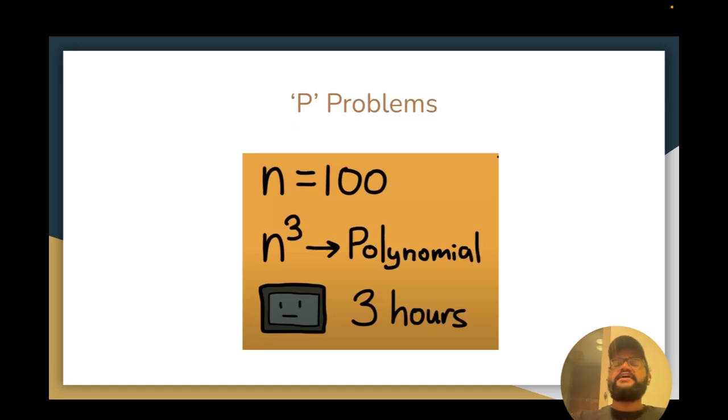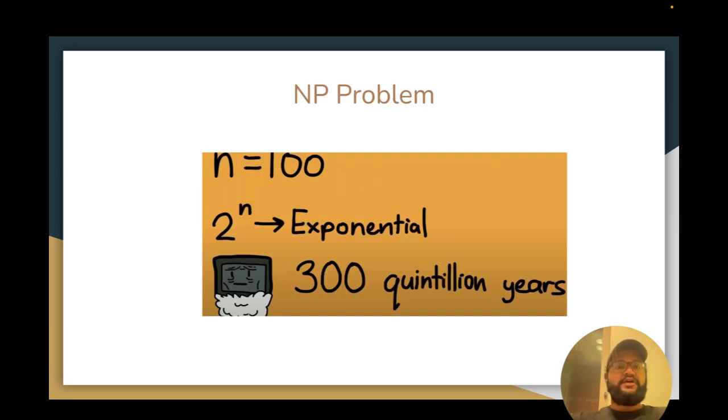Now, to put things into perspective, if you have 100 steps, and the problem is of polynomial complexity with the degree of the polynomial being cubic, it approximately takes 3 hours for the computer to completely process. Similarly, for the same input size, if it's of exponential order, it takes approximately 300 quintillion years for a computer to solve it. And now that's a lot of time.